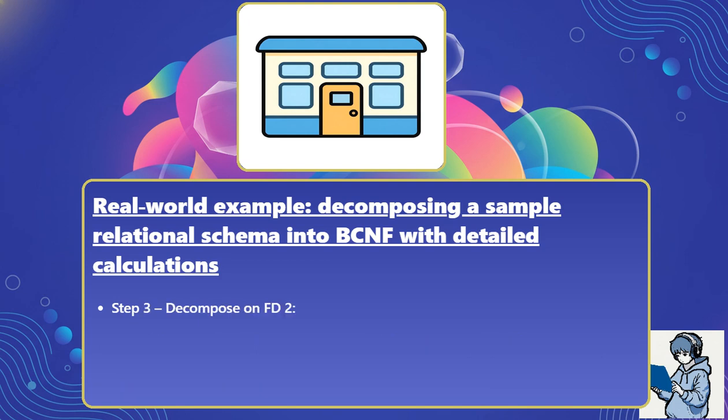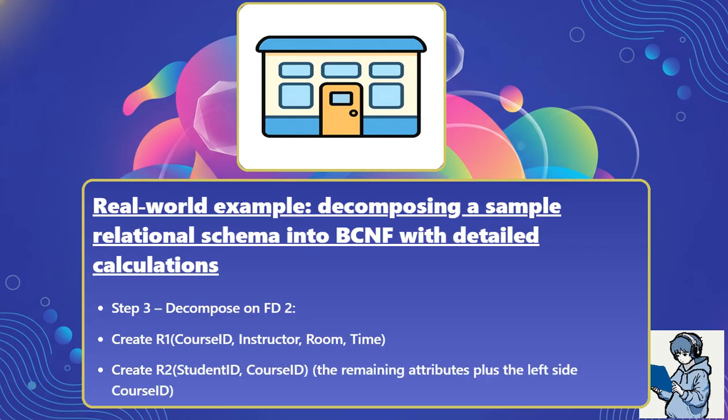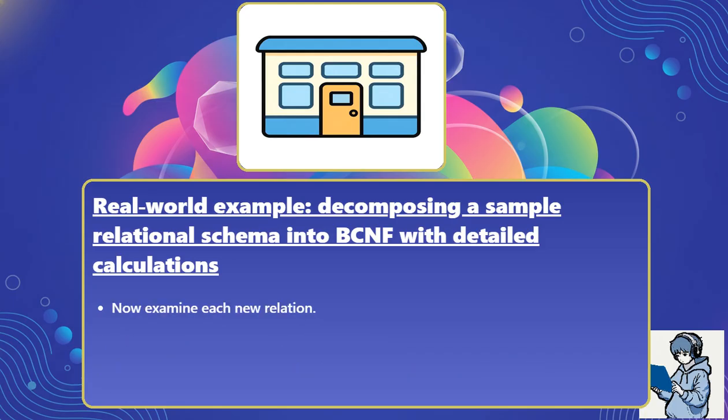Step 3, decompose on functional dependency 2. Create relation R1 with attributes course ID, instructor, room, time. Create relation R2 with attributes student ID and course ID, the remaining attributes plus the left side, course ID. Now examine each new relation.